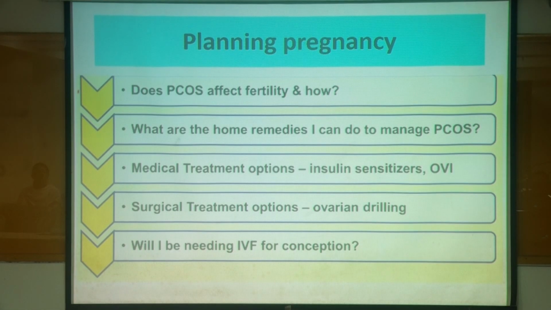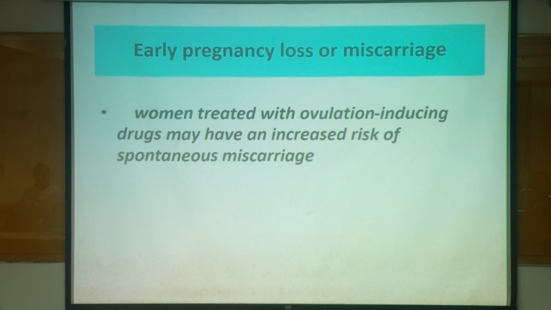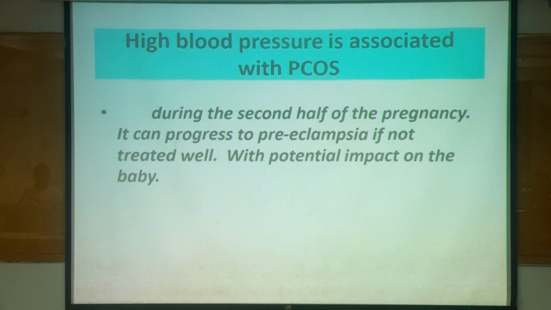And if you take the complications, what all can occur because of the PCOS, first and foremost, it affects the menstrual cycles, can cause irregular or absent periods, making the pregnancy more challenging. And women treated with these ovulation inducing agents have an increased risk of spontaneous miscarriage, recurrent miscarriage. And during the second half of pregnancy, they have very high blood pressure and progress to preeclampsia if not treated, and it will have its potential impact on the baby also. And the other main thing is gestational diabetes. They have some common features, and it is very common to have GDM and PCOS.